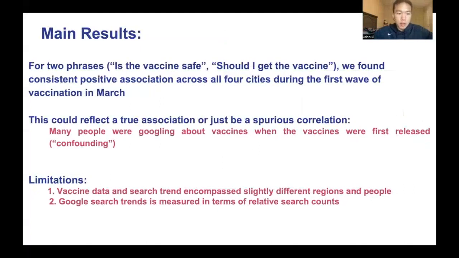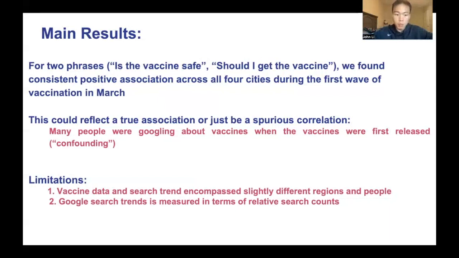So the main result of our study is that for two phrases, is the vaccine safe and should I get the vaccine, two really popular phrases, we found consistent positive associations across all four cities during the first wave of the vaccination. This could be a really true association or just a spurious correlation, because it is not surprising that when the vaccine first came out, people tend to search more about it because they want to learn more about it.